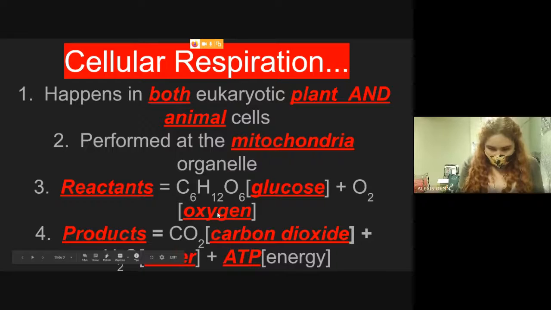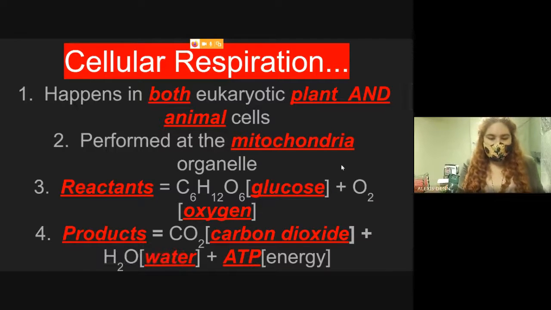When you take the reactants, glucose and oxygen, and you introduce them to the mitochondria, the products, what you get out of that is carbon dioxide and water. Those are waste products. We breathe those out. We got rid of the carbon dioxide and the water that we released when we broke down glucose. The important part, what we were after the whole time, was this ATP.